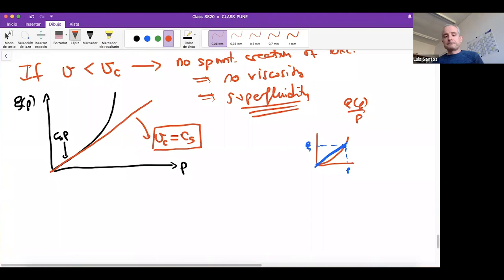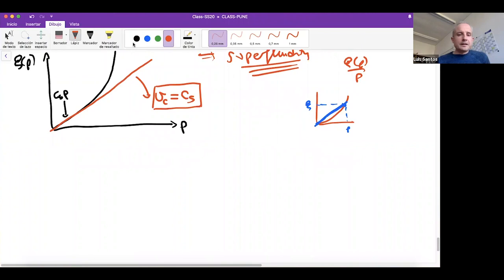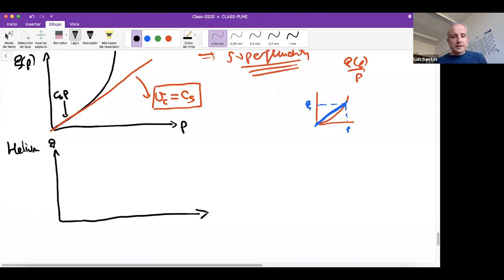Now, in helium the situation is a little bit different. It's not the same as for the condensates that you have in experiments with ultracold gases, because in superfluid helium the spectrum actually looks rather like this. This is what is called the roton minimum. And here you see that if you apply the Landau criterion, this here is the sound velocity, but the Landau criterion tells me that the critical velocity for superfluidity is this one.